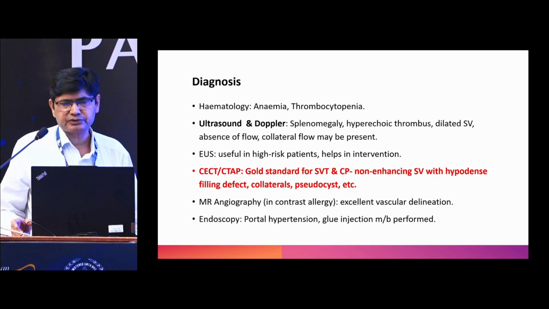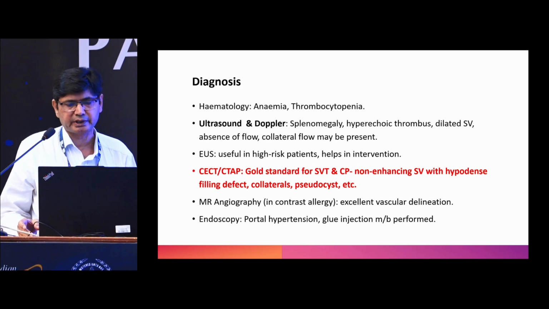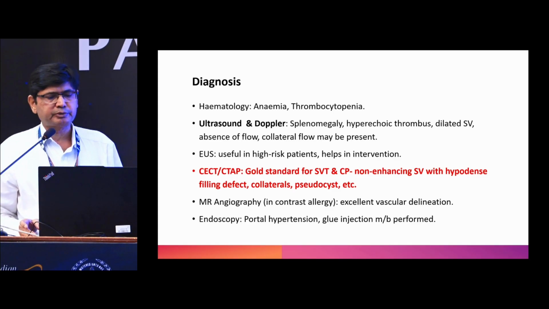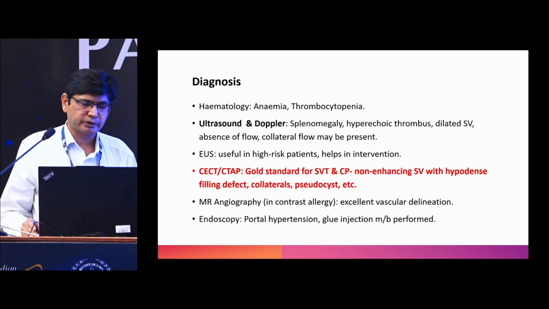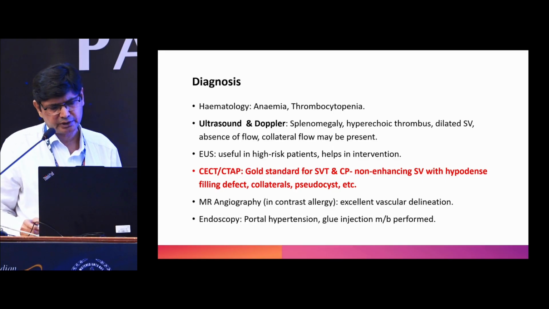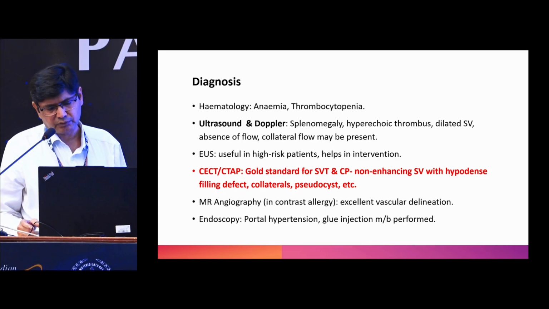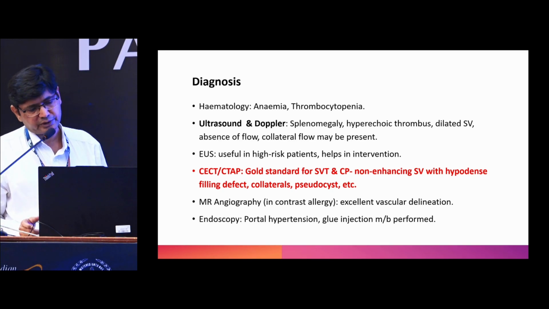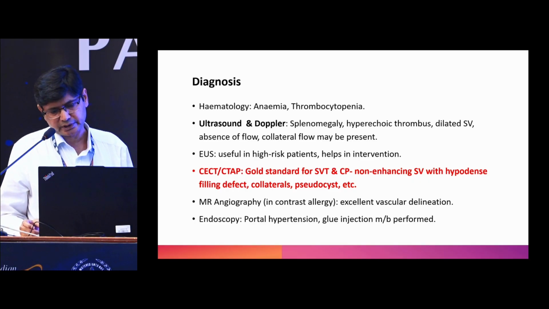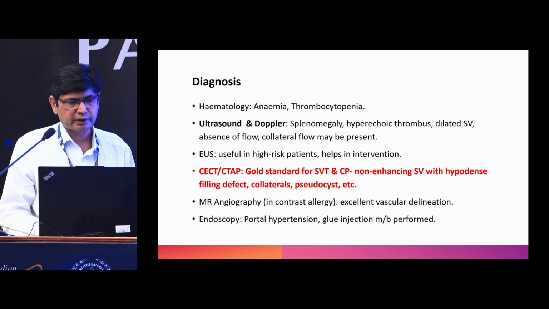CECT or CT angiography is the gold standard for the diagnosis of splenic vein thrombosis in patients with chronic pancreatitis. In addition to diagnosing chronic pancreatitis, it will diagnose the splenic vein thrombosis as well as collaterals and other related factors. It will also diagnose pseudocyst and mass. MR angiography is a very good investigation, but usually reserved for patients with contrast allergy. Endoscopy will help in confirmation of portal hypertension, presence of varices, or any non-variceal causes of bleeding in some patients with chronic pancreatitis, and it is usually used for intervention.